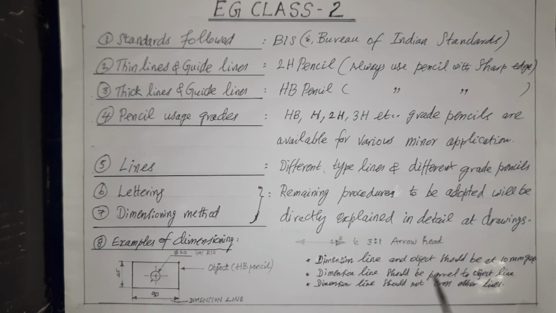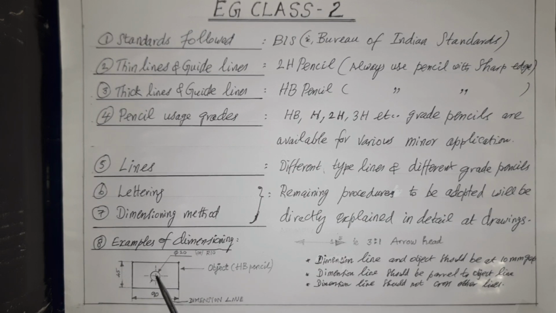Likewise, the dimension line should be parallel to the object line. This is another condition. Always this dimension line should be parallel to the object. Here also, this is parallel to the object. Here it is shown. The number is shown outside the line in this direction. Here it is shown like this. This is the rule which we have to follow for the method of dimensioning.